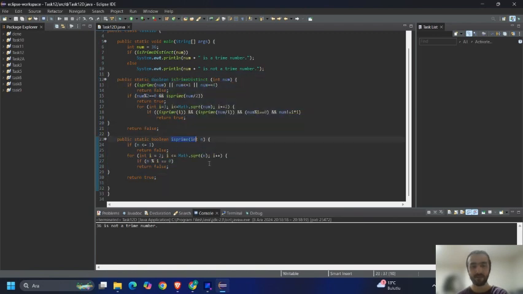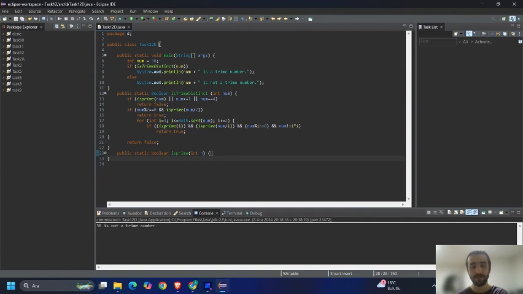To calculate this, we have two methods in here. One of them is the famous isPrime. I'm not going to explain that one. In here we have the boolean method called isTrimeDistinct.